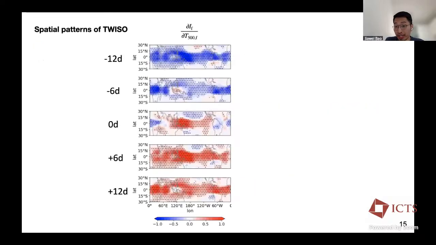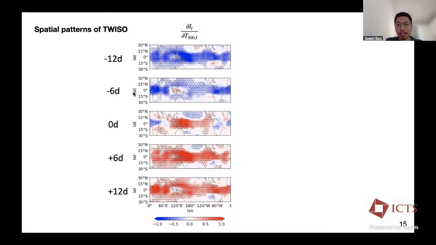So we repeated the lag regression analysis within a 24-day window, from 12 days before to 12 days after, where day 0 is the time where there's no time lag, and we assume that on this day the circulation maximizes. So first, let's look at the atmospheric temperature response. 12 days before the circulation maximizes, what we see is that the entire tropical atmosphere is in its cold phase of the oscillation, which means having a cold anomaly.